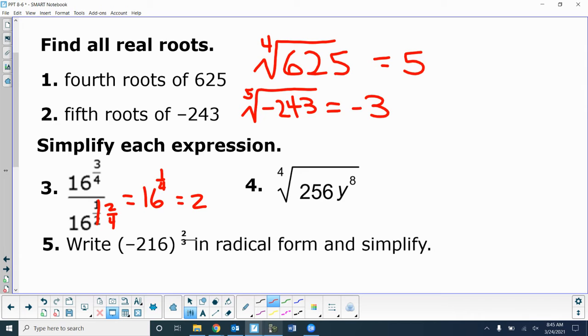Okay? Again, you can do fourth root of 256 in your calculator, or I think 256 is 16 times 16. 16s are 4 times 4. When it's fourth root, I'm looking for a group of how many? 4, right? So I've got four 4s, so what number can I pull out? 4.